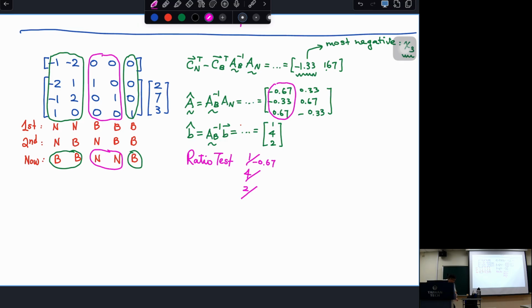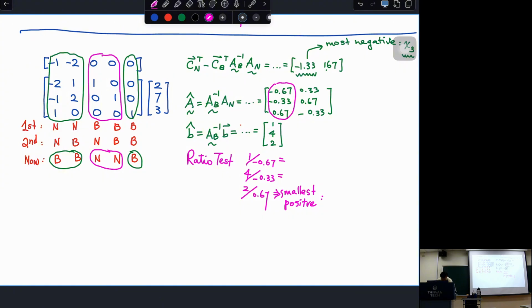So at the end, negative, we don't care. So this one is the smallest positive, because the other two are negative. We don't even need to calculate. So this one will be the third one. Third basic, which is x5.